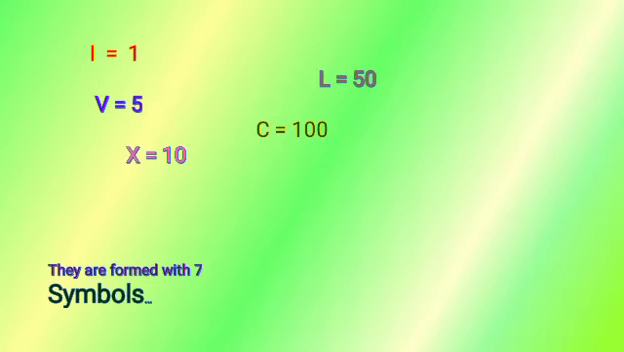Next we have C, that equals 100, and D, which equals 500, and last is M, which indicates 1000. So these are the basic symbols that we will use to add or subtract for the Roman numerals. Again I am going to repeat. I equals 1, V equals 5, X equals 10, L equals 50, C equals 100, D equals 500, and M equals 1000.